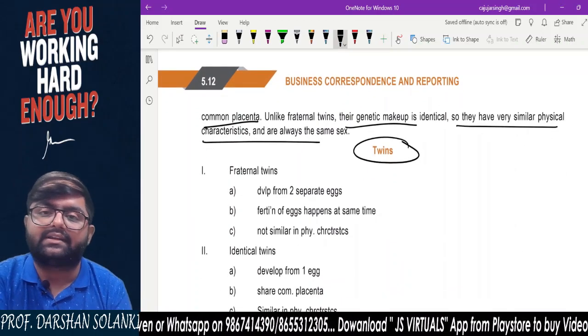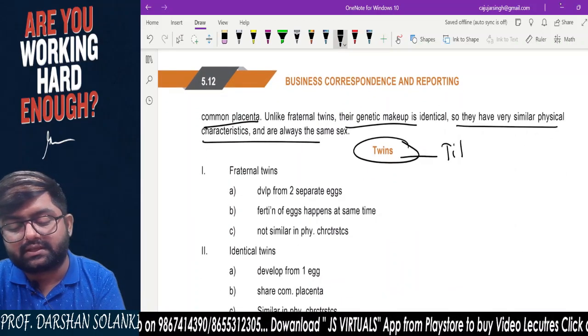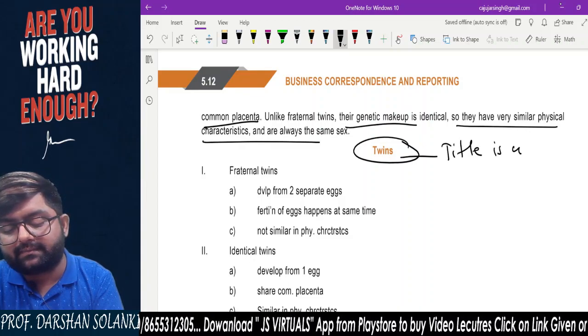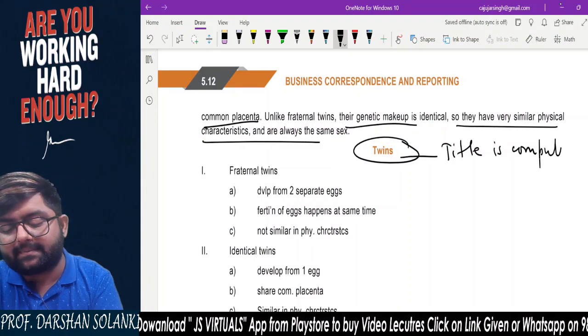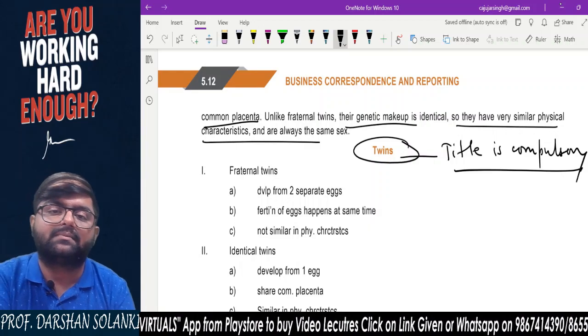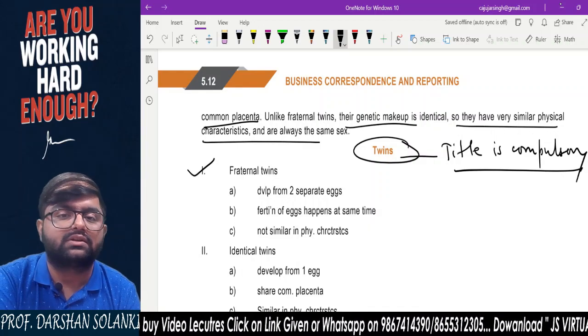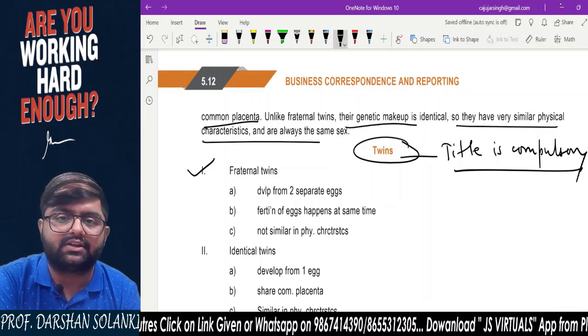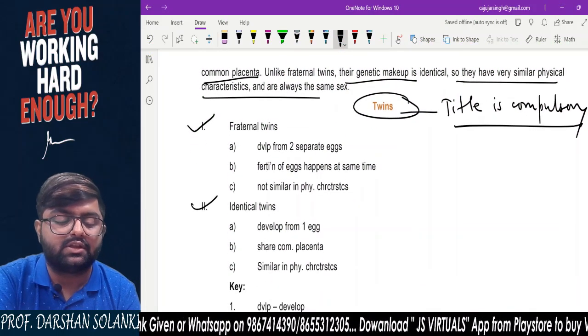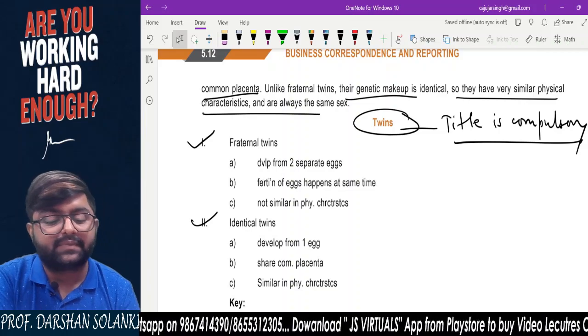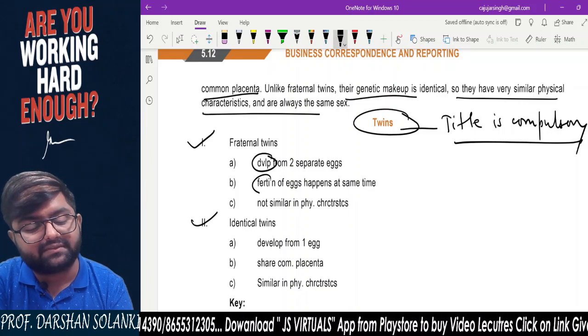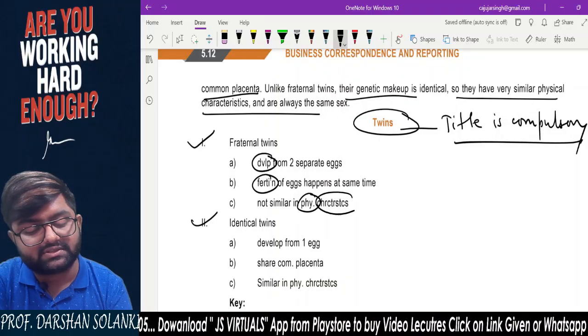So what is the header? You have to give a title. Title is compulsory. After giving the title, what is the main header? They have talked about 2 types of twins. One is fraternal twins, another is identical twins. So, fraternal twins. Now, can you see the abbreviations everywhere? They have used abbreviations.